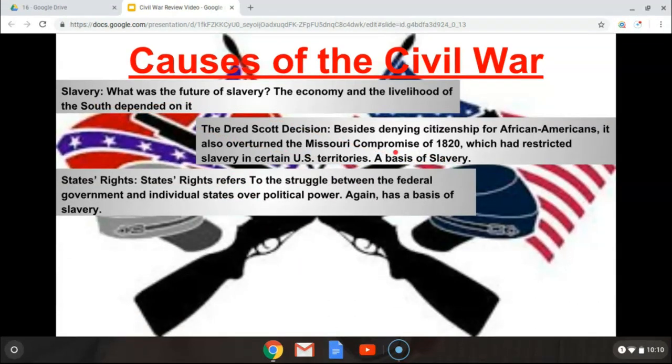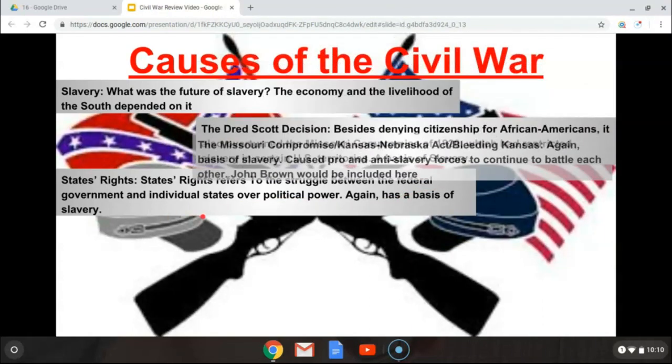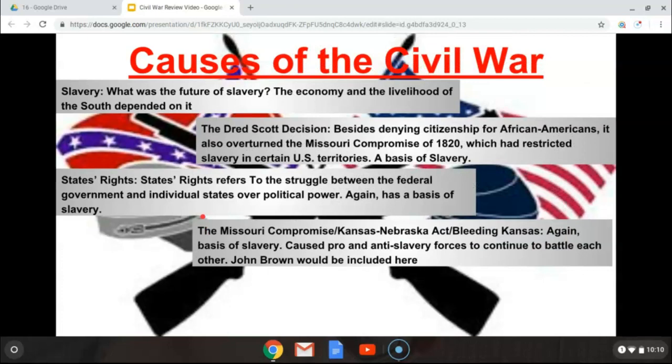Remember we were talking about states' rights? States' rights refers to the struggle between the federal government and individual states over political power. Again, what do you think the basis is? Slavery. 3 for 3. Number 4, the Missouri Compromise, Kansas-Nebraska Act, and Bleeding Kansas.